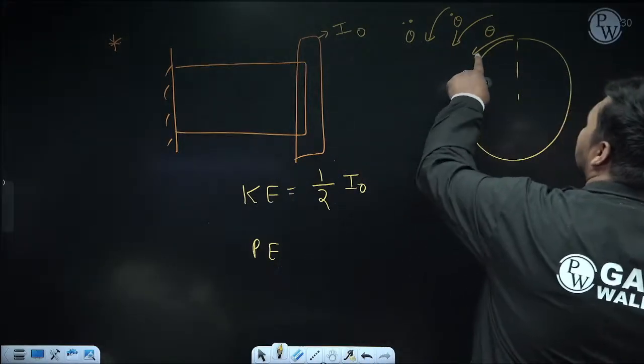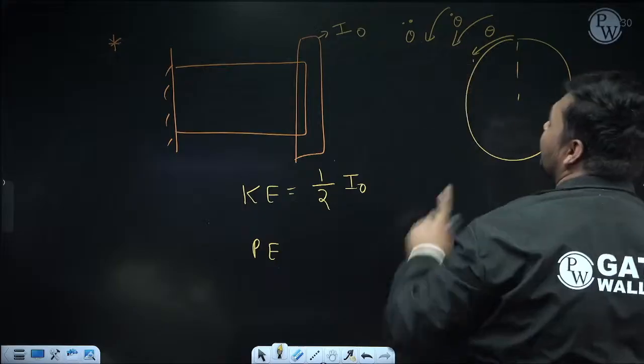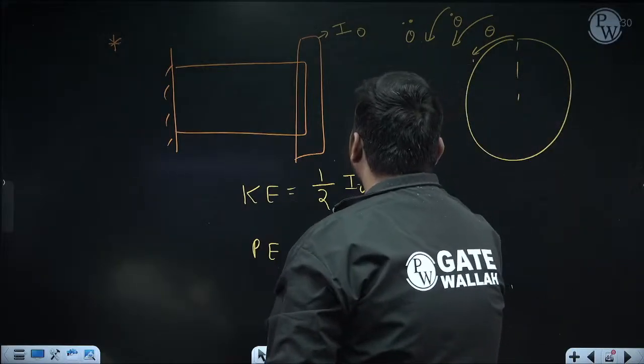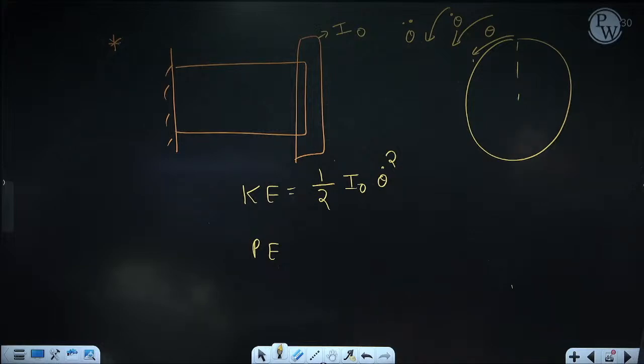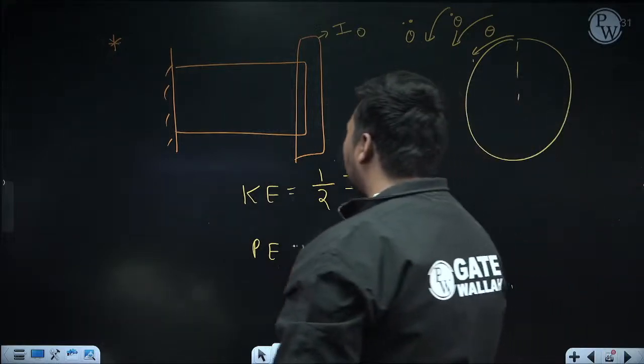Now the angular displacement of the rotor is theta, so angular velocity will be theta dot. So it is theta dot square. Due to this reason I naught is coming. Now what about potential energy? Potential energy will come due to stiffness.